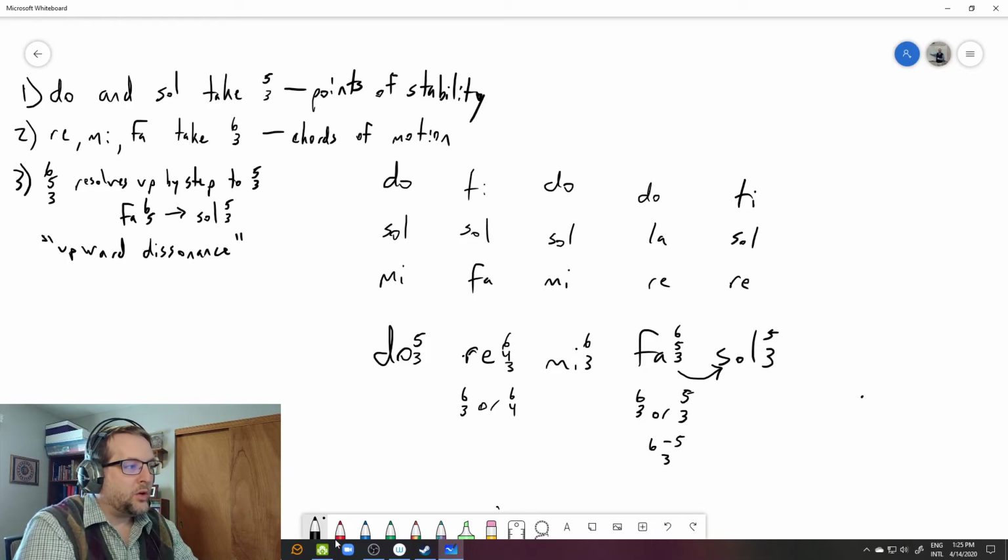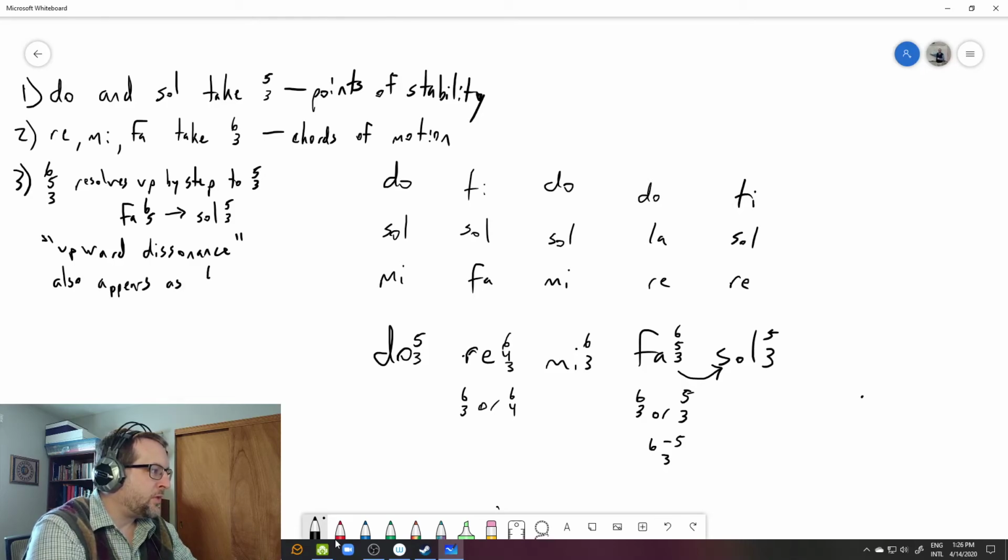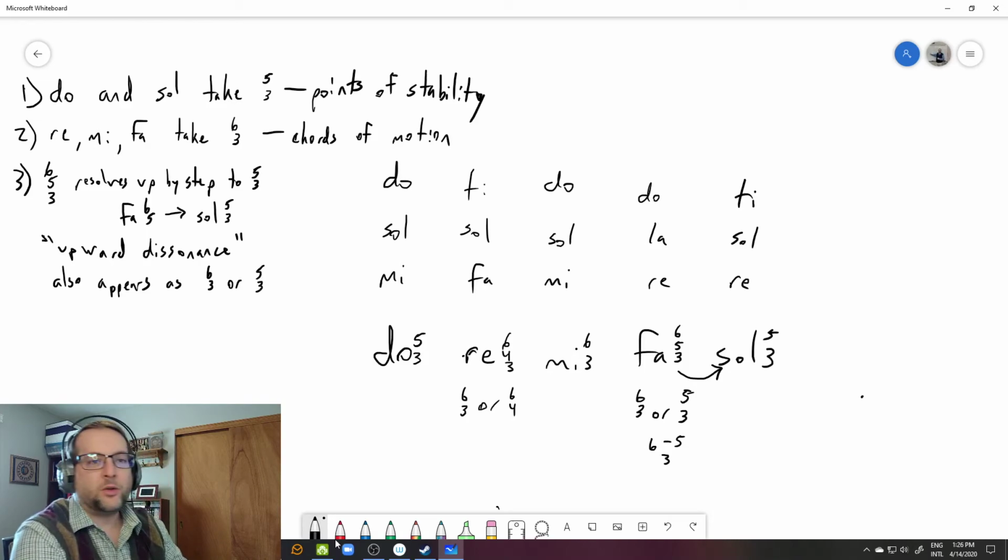And we learned that the fa 6-5-3 can show up. We can do different things with it. I can do a 6-3 and leave out the 5. I can do a 5-3 and leave out the 6. Also appears as 6-3 or 5-3. We're going to learn the same thing when we do our ascending tetrachord, that the ti can have a ti 6-3 or a ti 5-3. It just works well. These are incomplete versions of the fa 6-5-3.